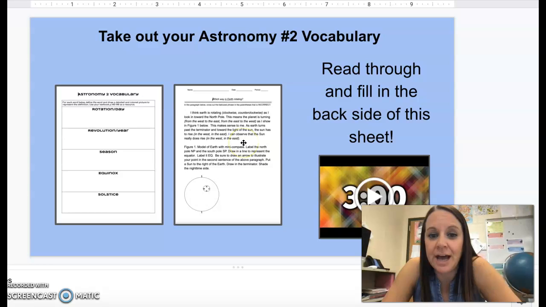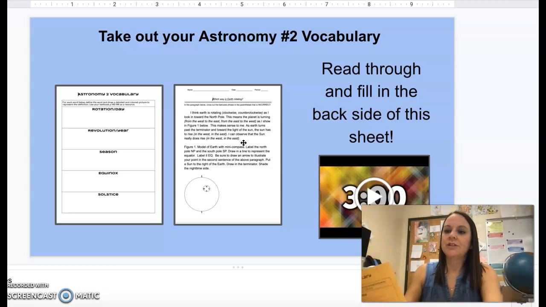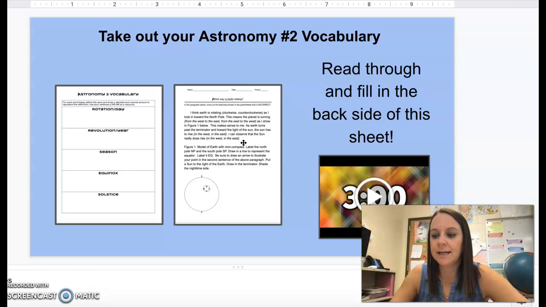All right, so what you should have circled on there, let me grab my key. All right, here's mine. You should have circled: Earth is rotating counterclockwise as I look in toward the North Pole. This means the planet is turning from west to east. Even though the Terminator line is moving from east to west, the planet is actually spinning west to east. As I show in figure 1 below, this makes sense to me. As Earth turns past the Terminator and toward the light, the sun has to rise in the east. I can observe that the sun really does rise in the east.